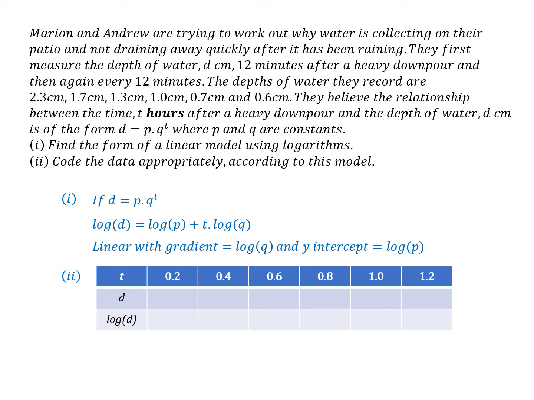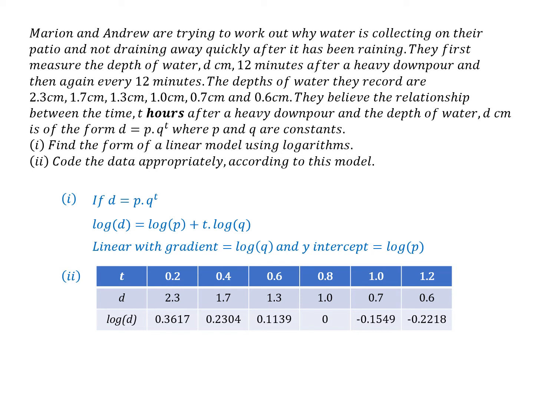So we've got the values of t there going from 0.2 up to 1.2, the 6 measurements, and then when we put the values of d in, we've got those values of d which are given in the question, and calculating the logs of those numbers gives us these numbers here, 4 decimal places at this stage. So that's the data coded appropriately according to the model.